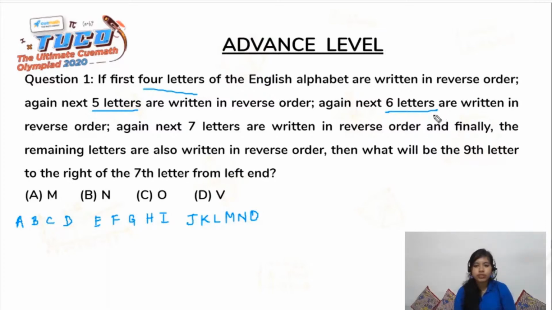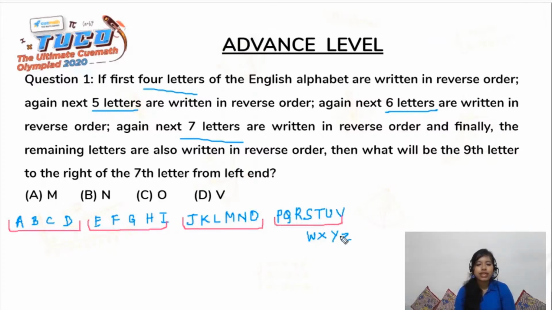Next, let's see which is the next one. Again next 7 letters. So for the 7 letters, P, Q, R, S, T, U, V, right? In the reverse order. And the remaining are also written in the reverse order. What is the remaining? After V, it is W, X, Y, Z. So W, X, Y, Z is the last set. So these are the sets which we have here: first set, second set, third set, fourth set and the fifth set.